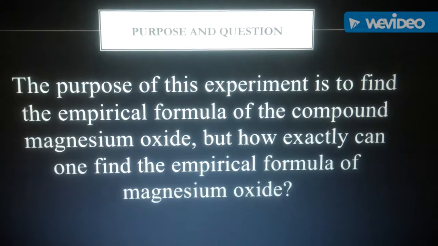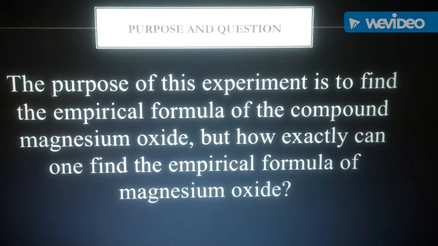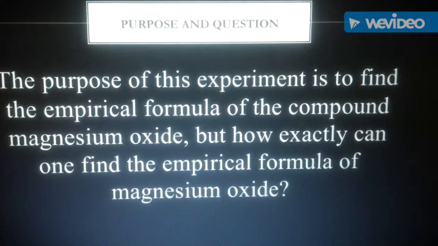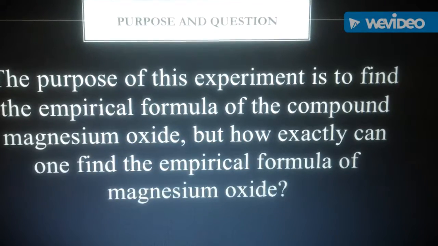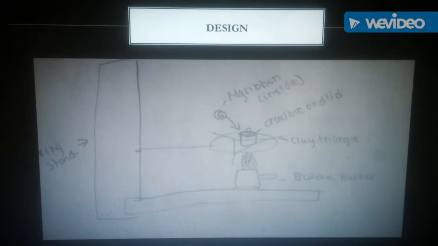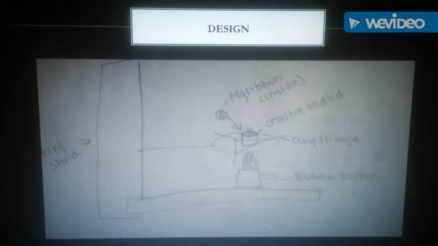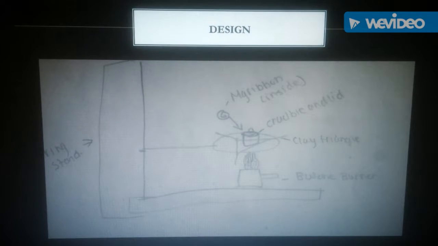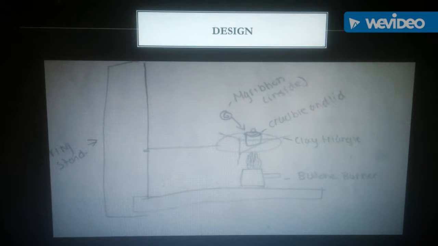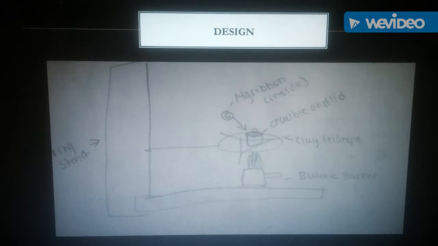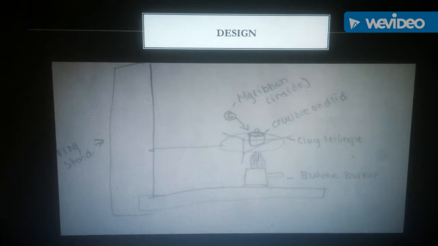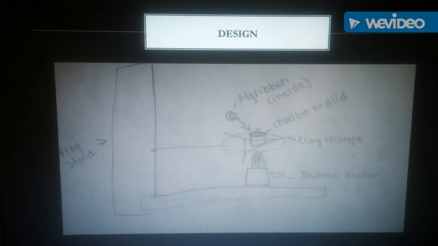The entire purpose of this experiment is to find the empirical formula of the compound magnesium oxide. But how exactly can one find the empirical formula of magnesium oxide? Well, as one can see in this following design, one should put the magnesium ribbon inside a crucible and burn it over the Bunsen burner. And we shall go over this in the following slides.